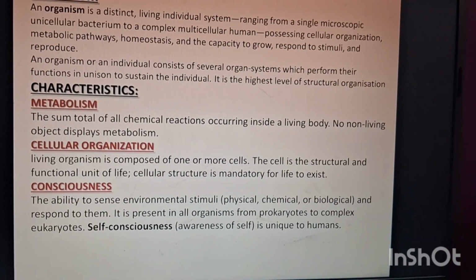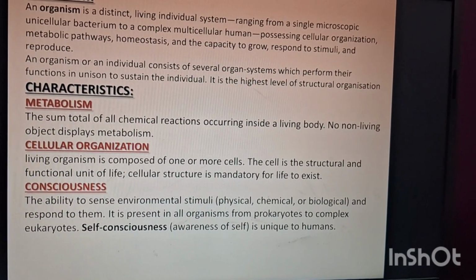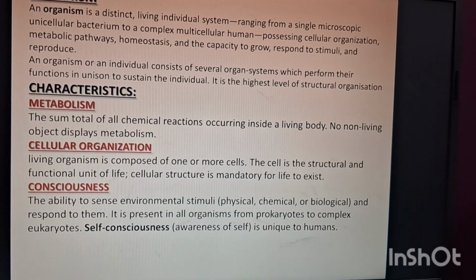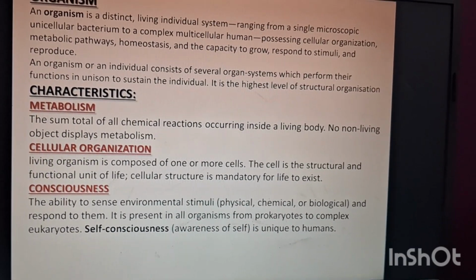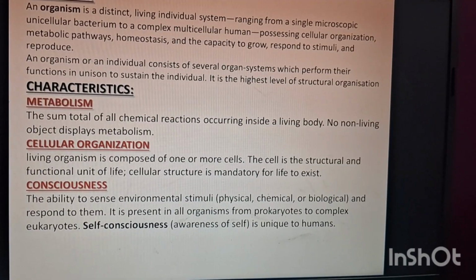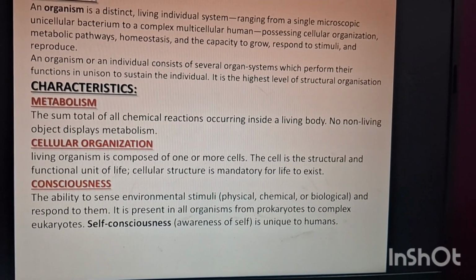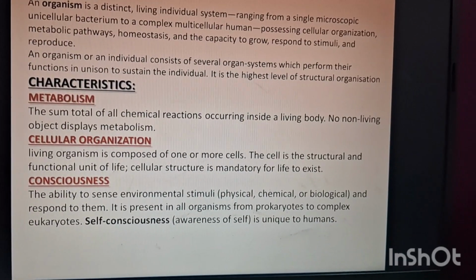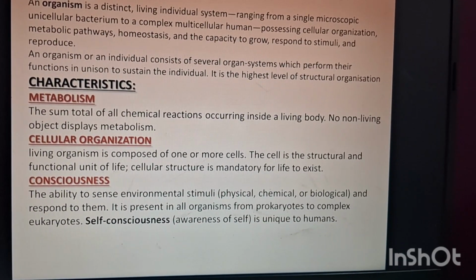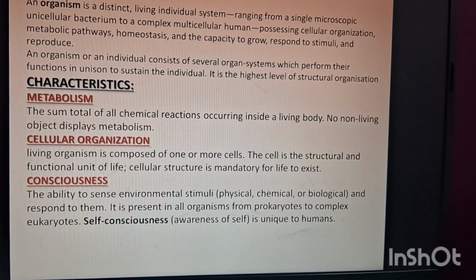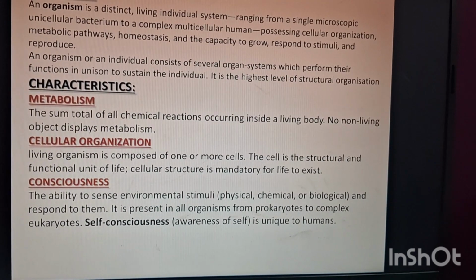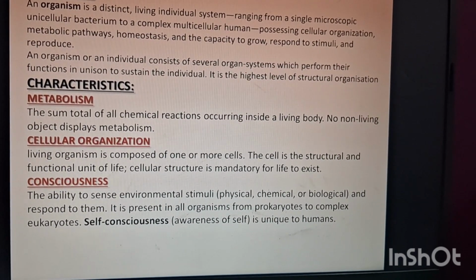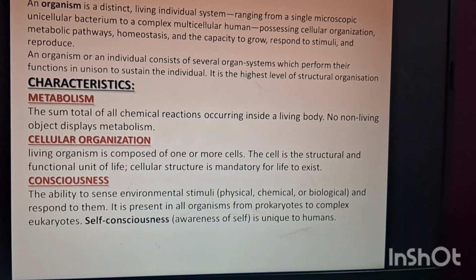Next, what is the organism? An organism is a distinct living individual system ranging from a single microscopic unicellular bacterium to a complex multicellular human, possessing cellular organization, metabolic pathways, homeostasis and the capacity to grow, respond to stimuli and reproduce. An organism or an individual consists of several organ systems which perform their function in unison to sustain the individual. It is the highest level of the structural organization.